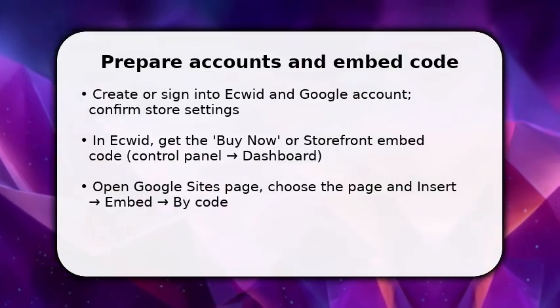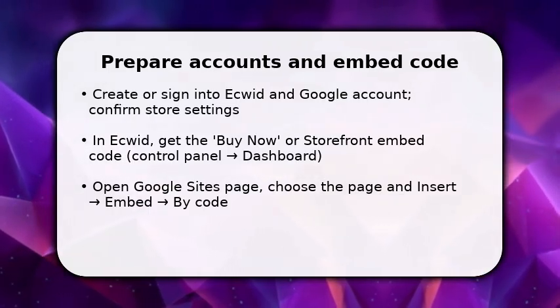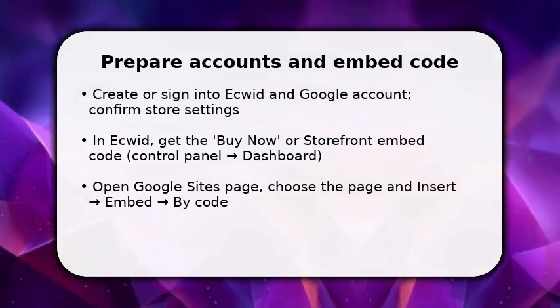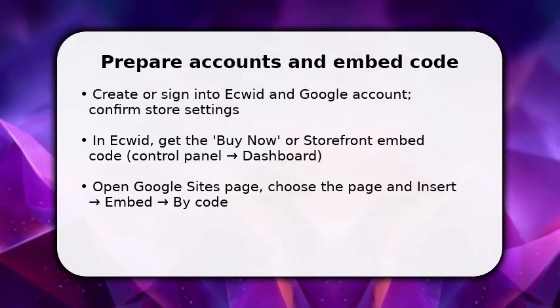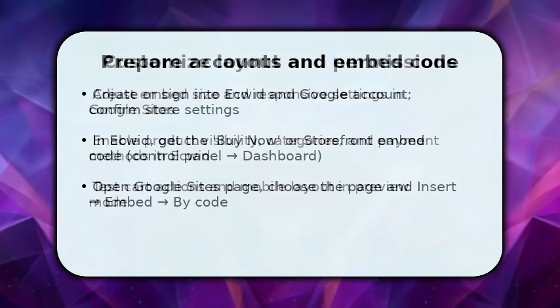Then switch to Google Sites, pick the target page, and select Insert, then Embed. Paste the code in the HTML box so the page reserves space for the store. Don't publish yet. Now that the code is placed, you'll refine layout and functionality.